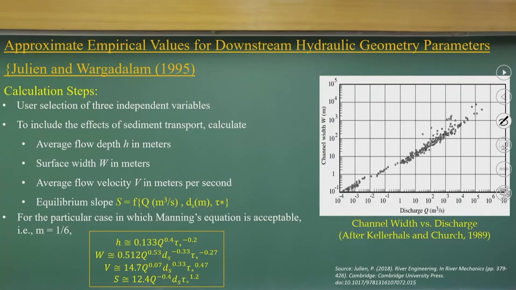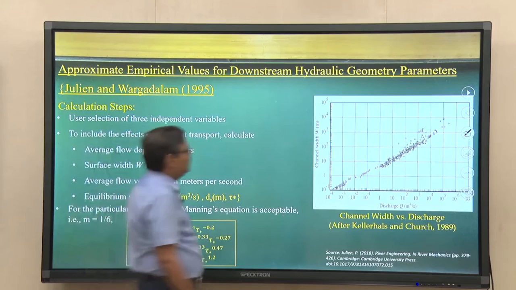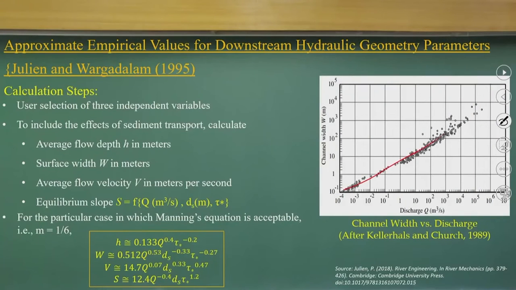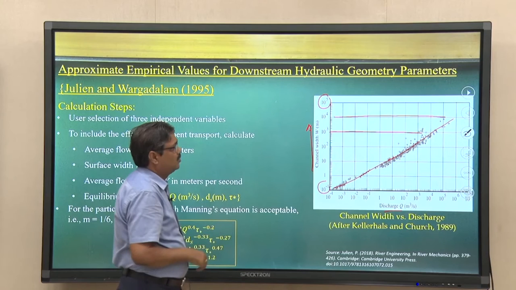Now, if you look at other very interesting things there. If you look at this channel width, these are very interesting figures. If I plot discharge versus channel width, which varies from 10 to the power minus 1 meter, almost a centimeter level, the width can go to 10 to the power 5. That means almost a 10 kilometer width, like the Brahmaputra river. It can have 1 kilometer and it can go to 10 kilometers width.